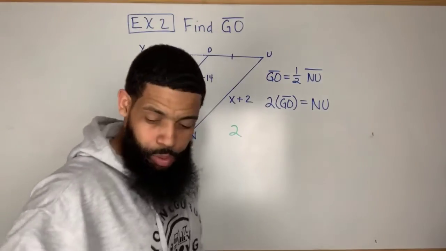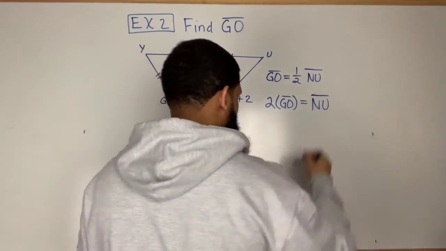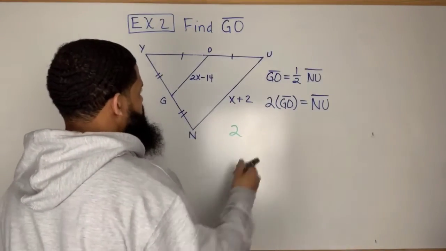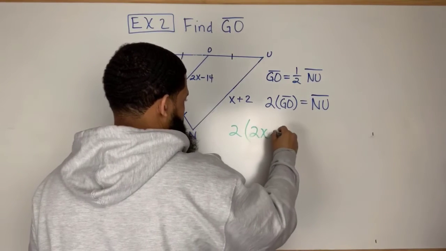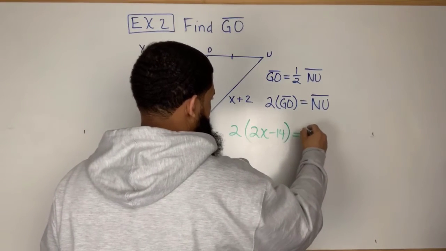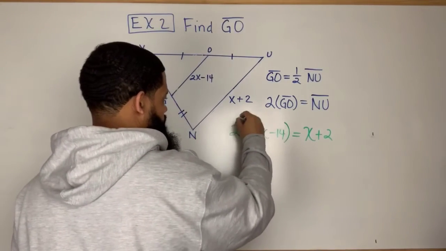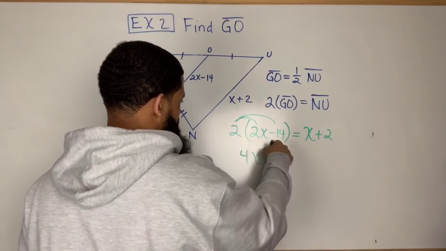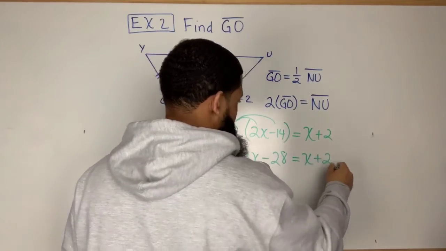Let's go ahead and do this version. We're going to say 2 times (2x minus 14) is equal to x plus 2. We use the distributive property here. 2 times 2x is 4x. 2 times 14 is 28. And that equals x plus 2.